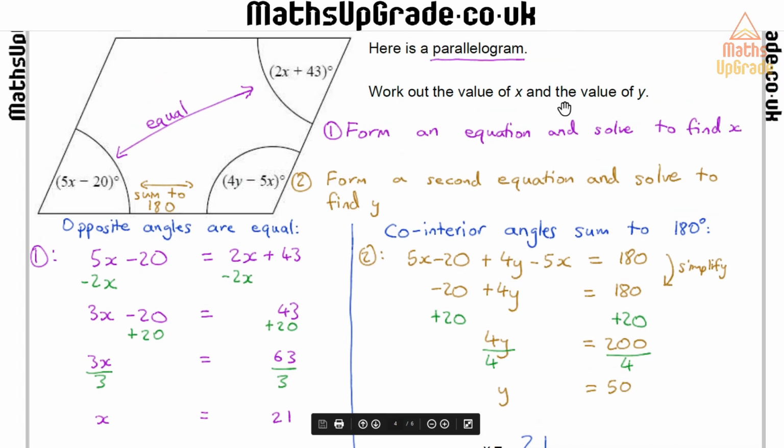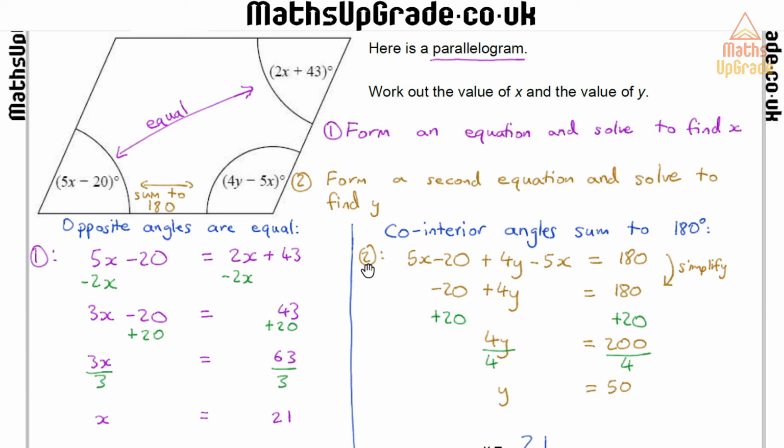Now, I need to find the value of y. To find the value of y, I'm going to form another equation, and I'm going to solve that. So to form the next equation, I'm going to use the fact that these two angles here are next to each other in that parallelogram. So they must sum to 180 degrees.